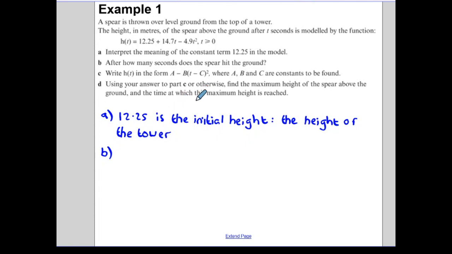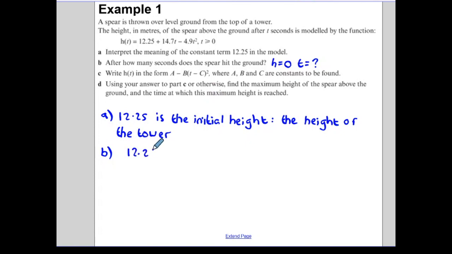Part B, after how many seconds does the sphere hit the ground? Well, when it's hitting the ground, its height above the ground is 0. So we work out this by working out when is h equal to 0. What value of t gives us a height of 0? So we need to make this quadratic equal to 0.